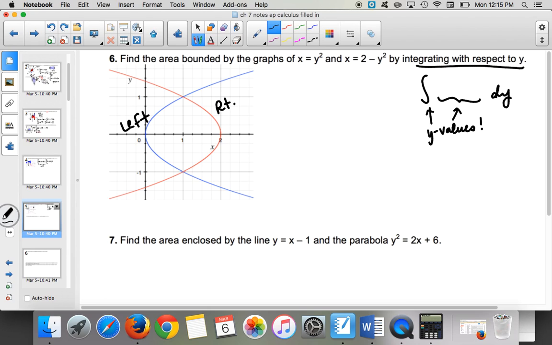Can you tell which one's which? The right curve, what do we think the right curve is? Is it y squared or is it 2 minus y squared?